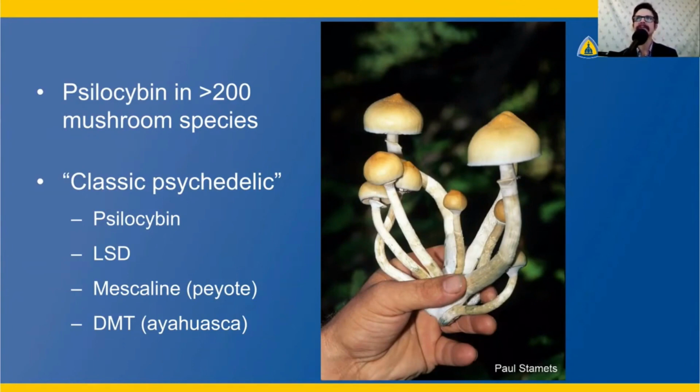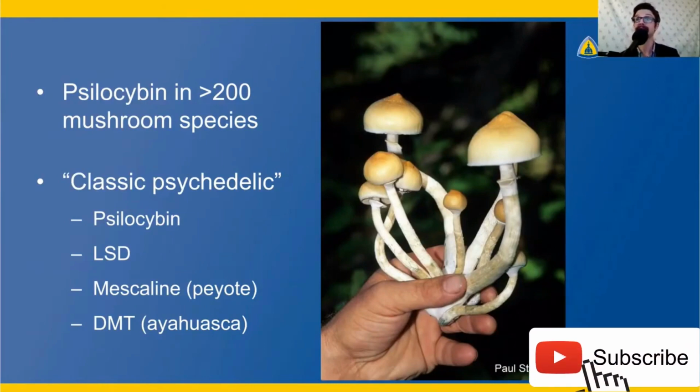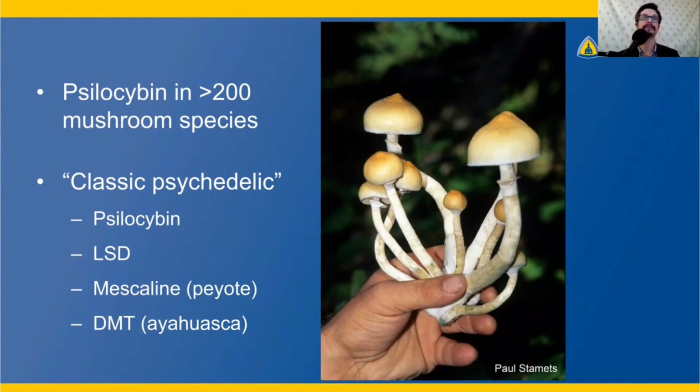This is going to be a different mechanism than other drugs that are sometimes more broadly called psychedelics, but they really work through distinct pharmacological mechanisms. This would be MDMA, ketamine, PCP, for example. So a lot of what I'm going to say about psilocybin is going to be largely applicable to these other classic psychedelics like DMT, or dimethyltryptamine.